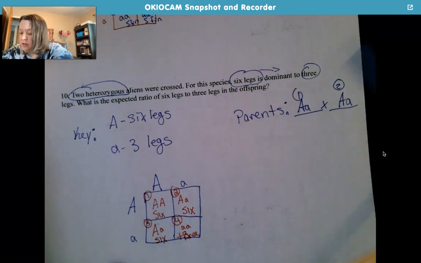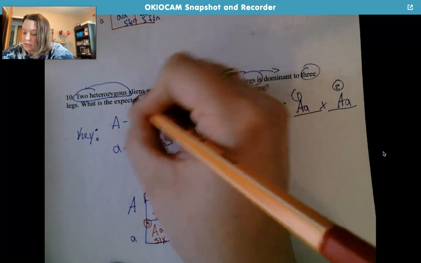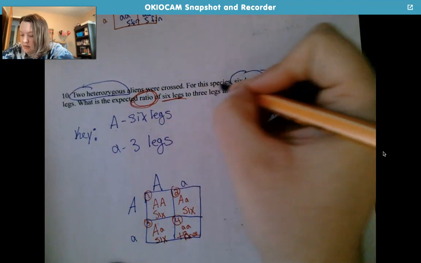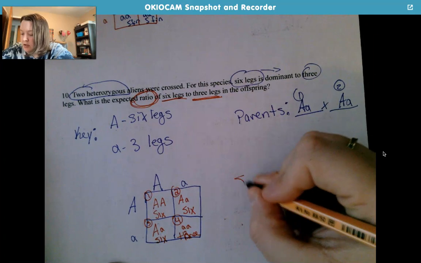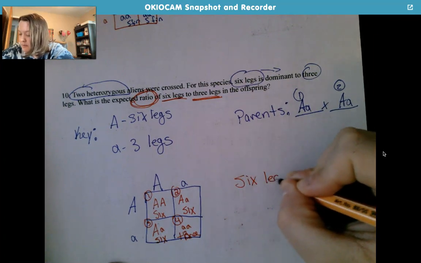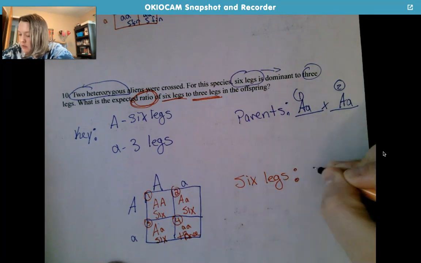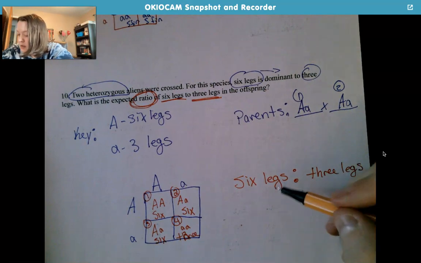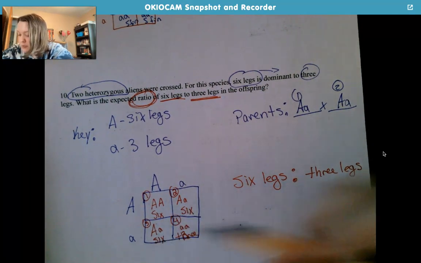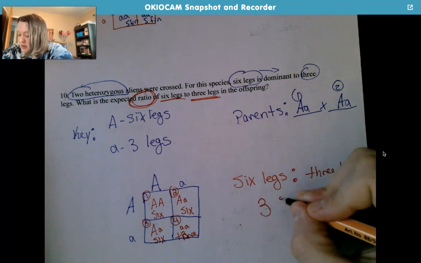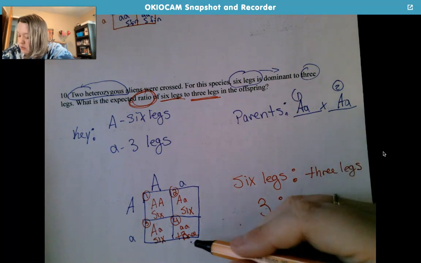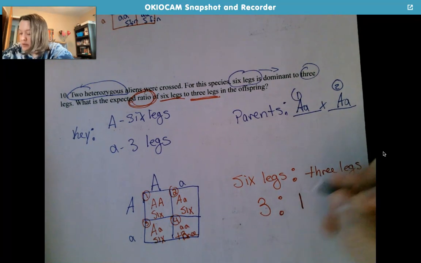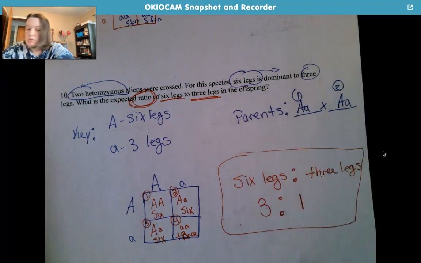It says, what is the expected ratio of 6 legs to 3 legs? So again, my ratio is going to look like 6 legs, colon, 3 legs. I count them up. How many have 6 legs? 1, 2, 3. 3 have 6 legs. Only 1 has 3 legs. So here is my answer.